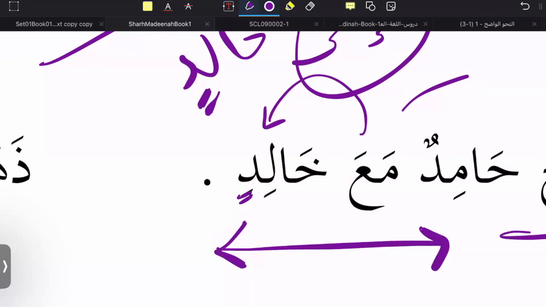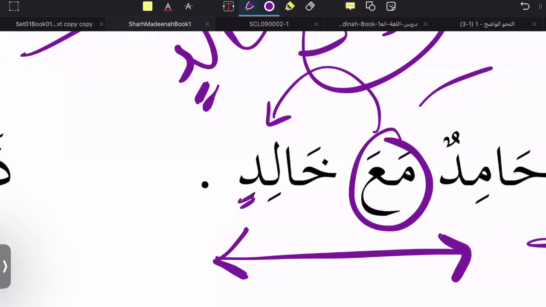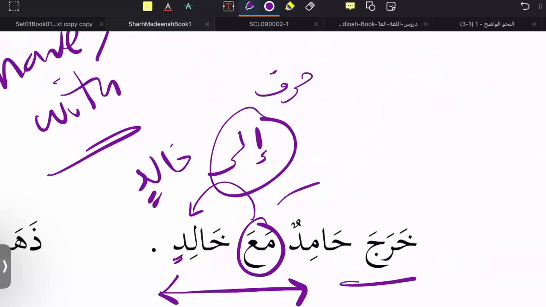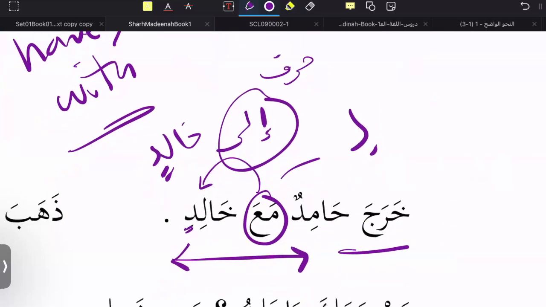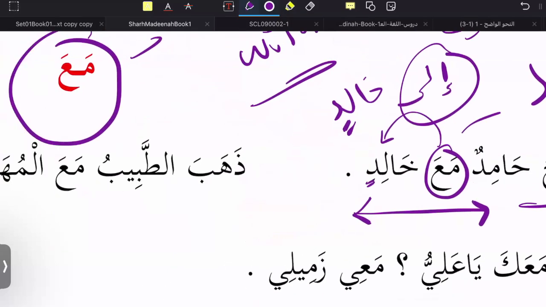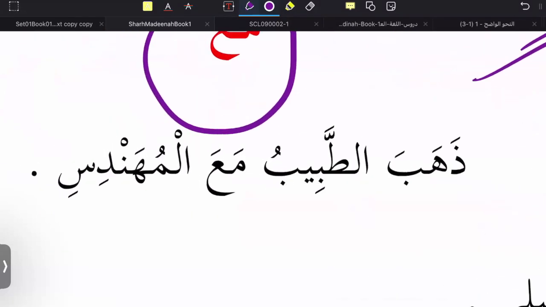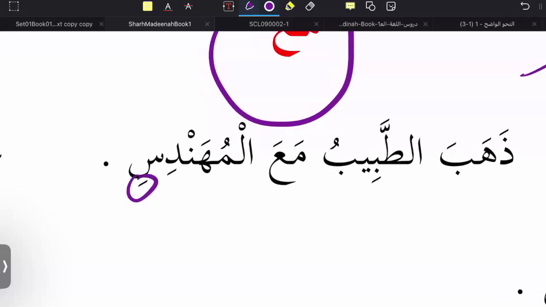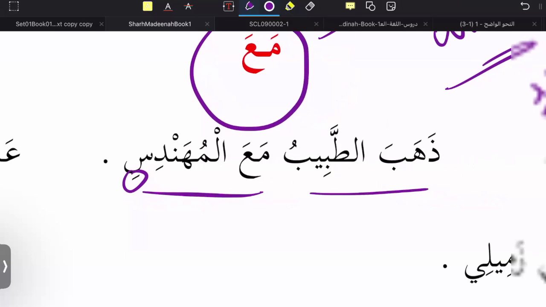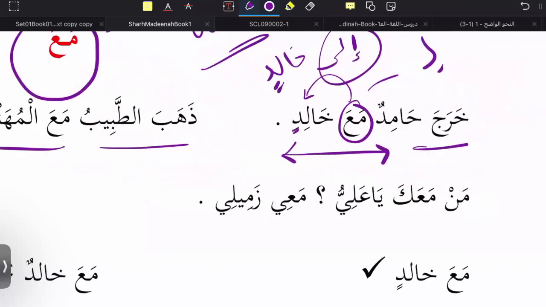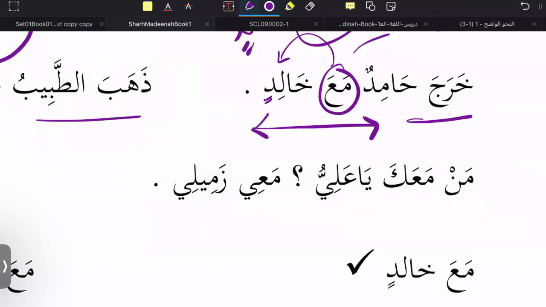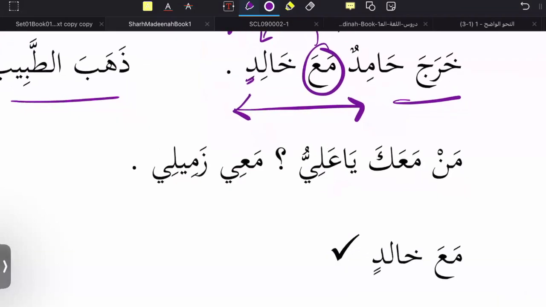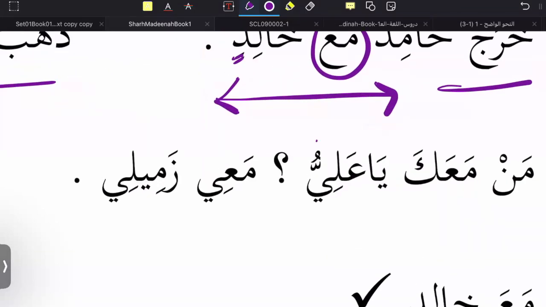We're not going to be doing exact proper Arabic right now, just as long as you know after ma, you put kasra, just like fi or li. Naam? So you need to make sure to put kasra. So ذهب الطبيب مع المهندس. So the doctor went with the engineer. Okay? Man ma'aka ya Aliyu? Who is with you? Why don't we have Aliyun here?